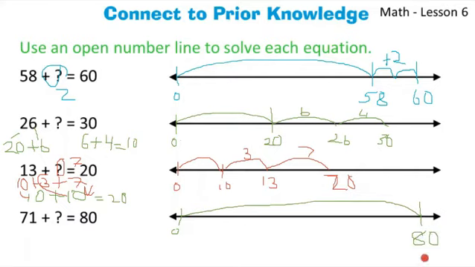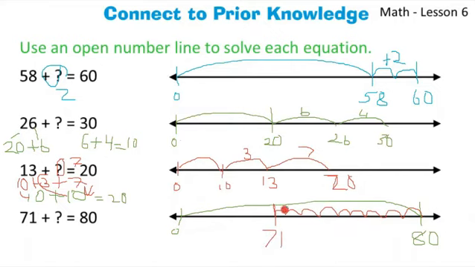Now, what I'm going to do is count backwards by 1. So 80, 79, 78, 77, 76, 75, 74, 73, 72, 71.